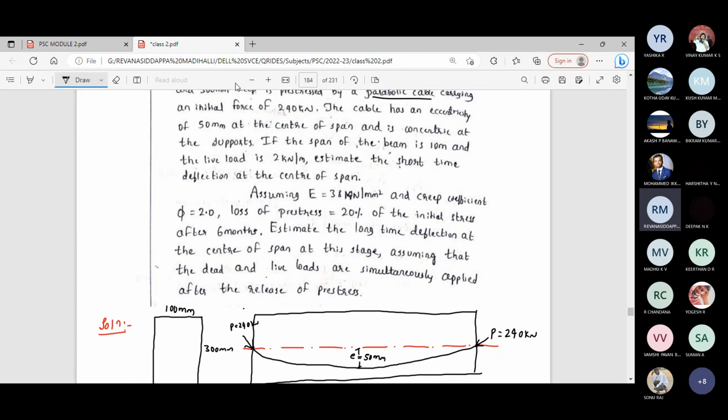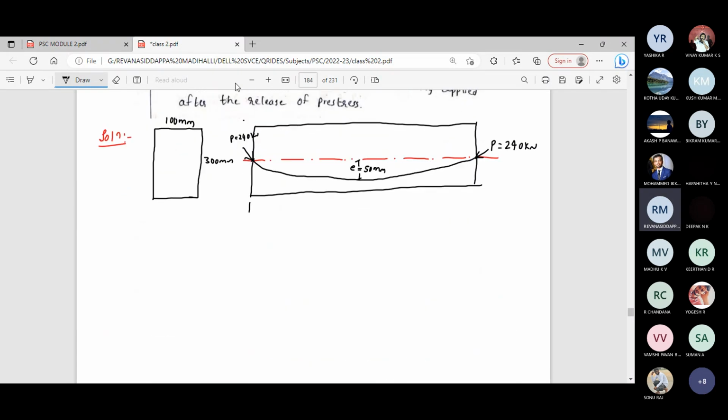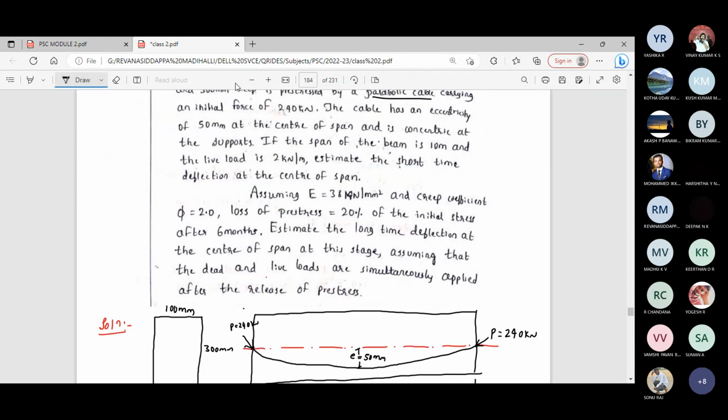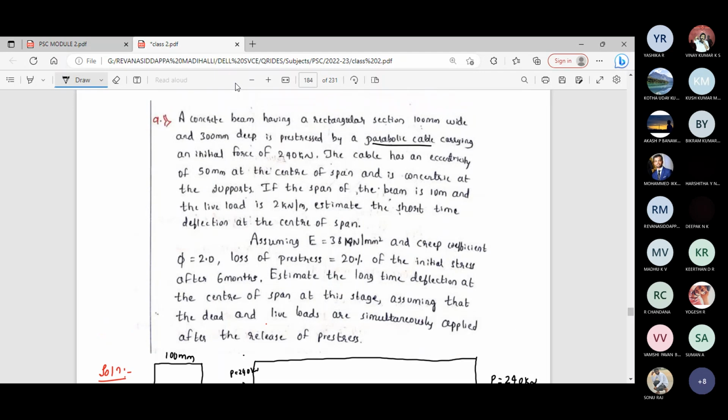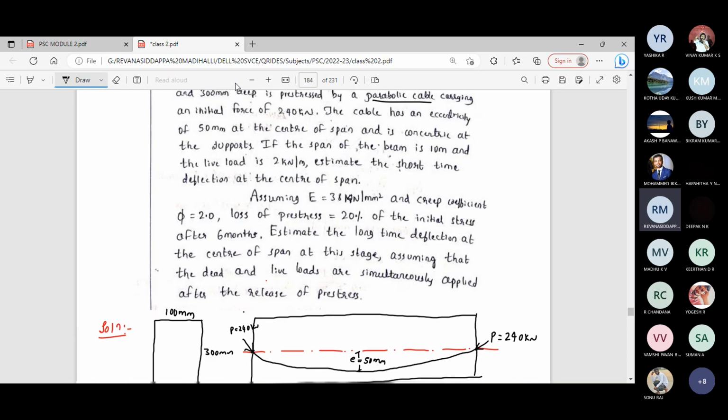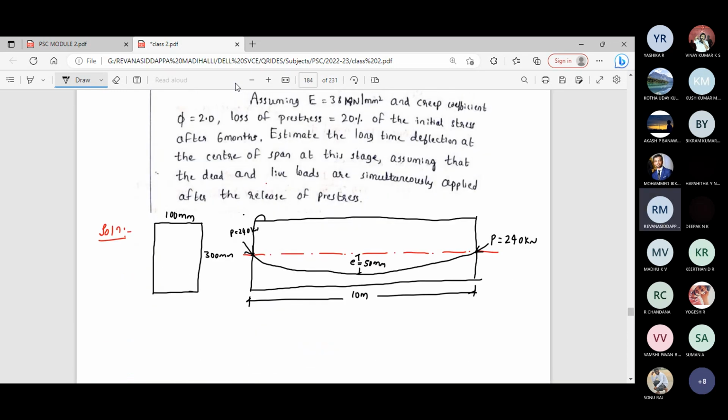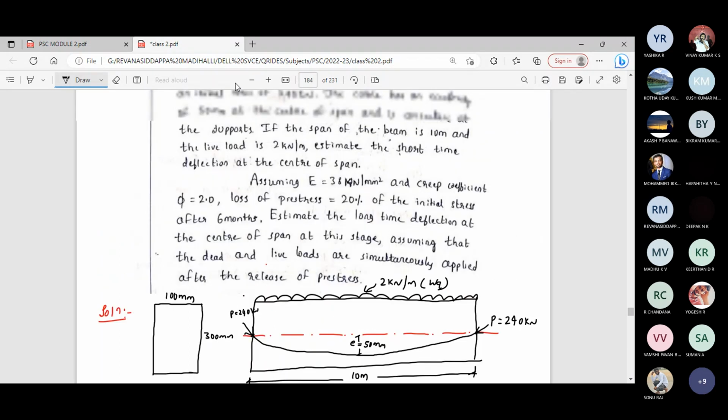If the span of the beam is 10 meter, span of the beam is given as 10 meter. Then, a live load of 2 kilonewton per meter is acting on the beam. Live load on the beam is given. Live load on the beam is 2 kilonewton per meter. This is WQ, live load on the beam.